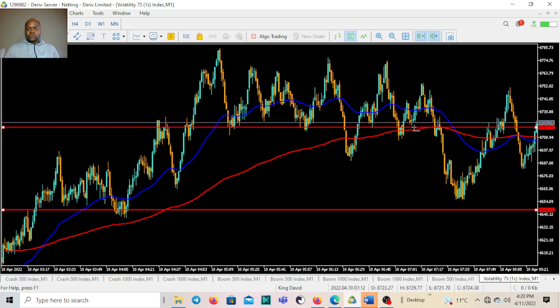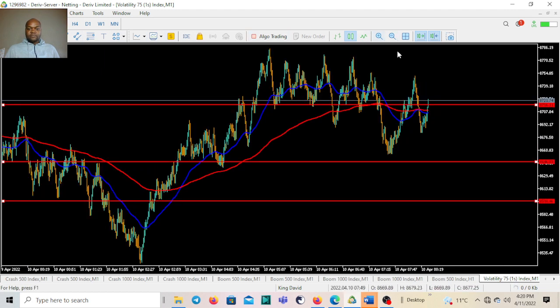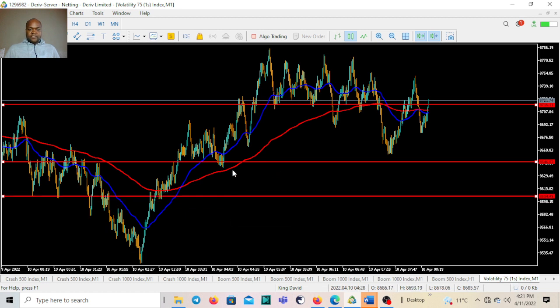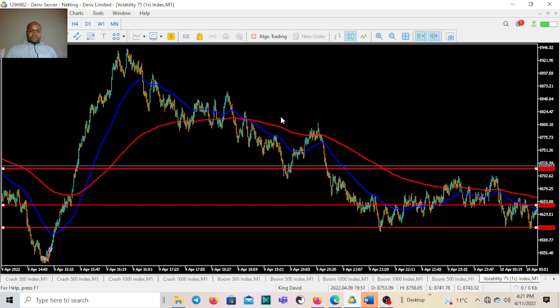So this strategy can also work in volatility. You can use it for 1 minute. It's a 1 minute strategy. So this is how your trade is going to be. You can see that you're going to be very profitable. So it can also work in volatility.